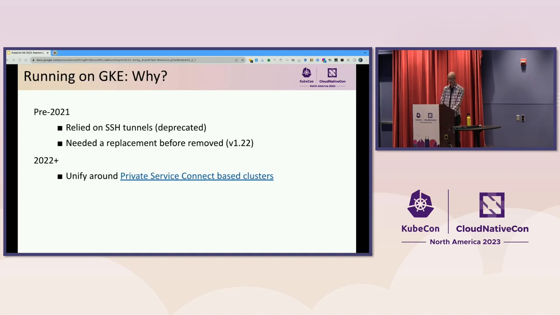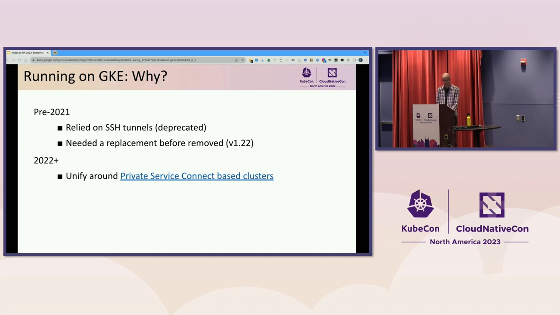So now to the topic of running connectivity on GKE. First, why did GKE need connectivity proxy? Historically, for a class of GKE clusters that we might call public clusters, we used SSH tunnels, which was deprecated in Kubernetes open source way back in like version 1.9, and ultimately totally removed in 1.22. So GKE needed a replacement for such clusters before then.